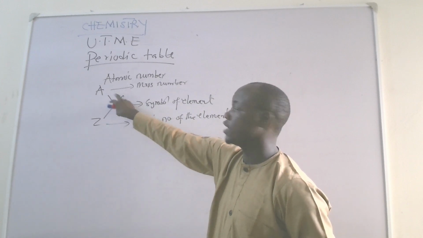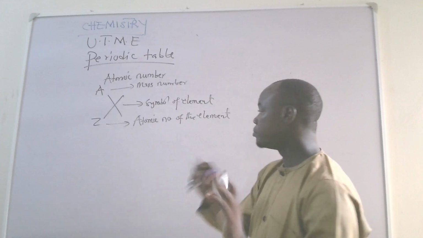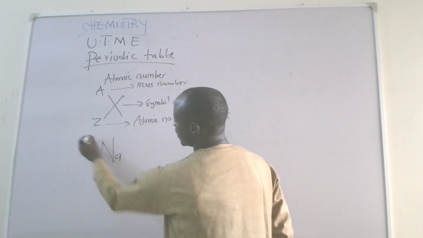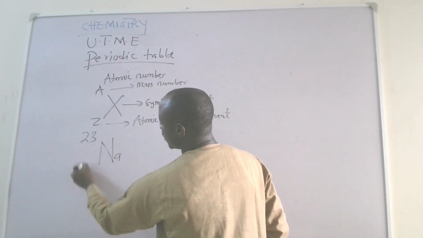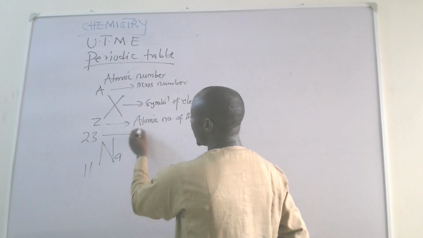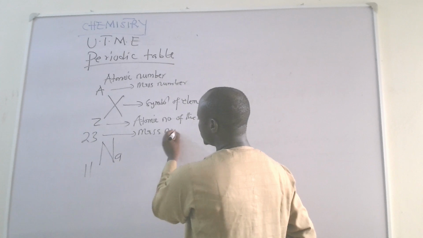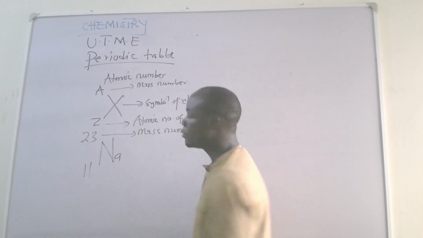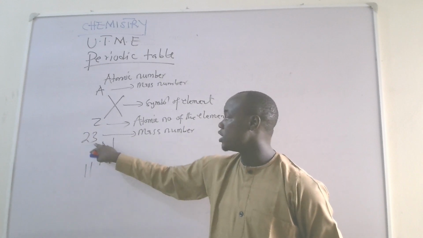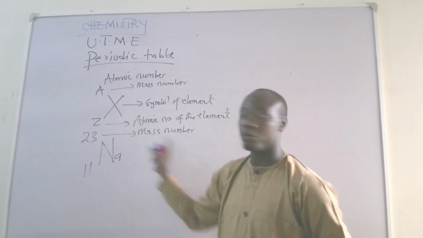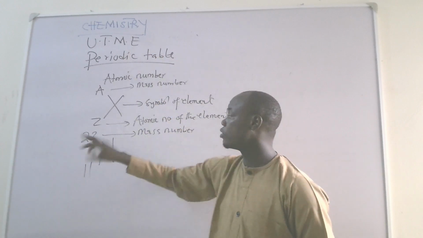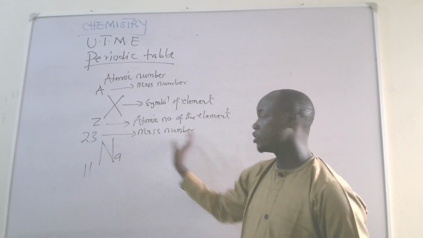And of course, the X represents the element. So if you see an element, for example Na, with 23 at the top and 11 at the bottom, this 23 means the mass number. Whenever you see an element with a number at the top, it represents the mass number of the element.